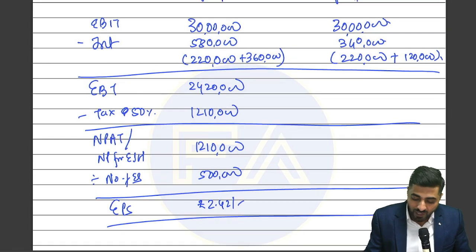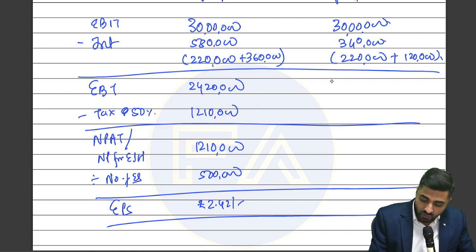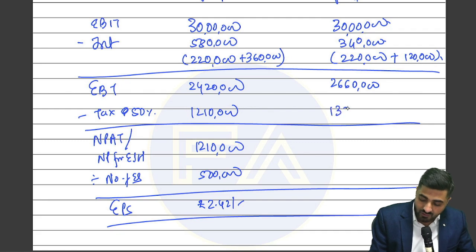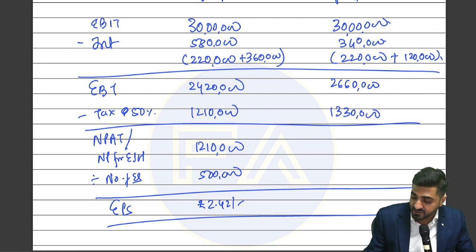Now what about plan 2? Tax 40, 26 tax 6. And what's the tax rate? 50, 13 lakh 30. This is a very nice question, very comprehensive. Covers everything.